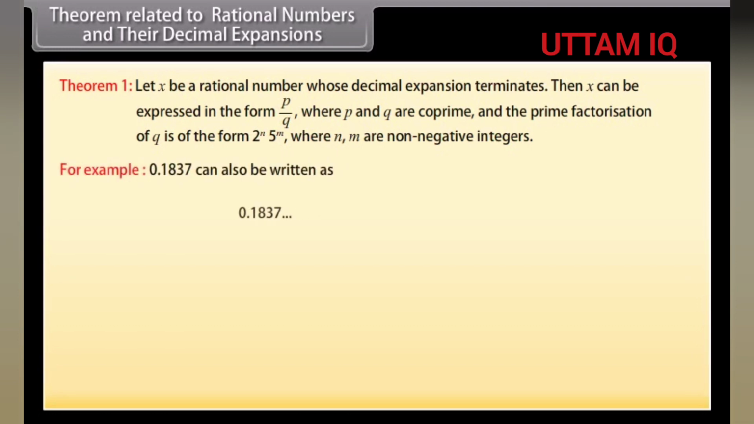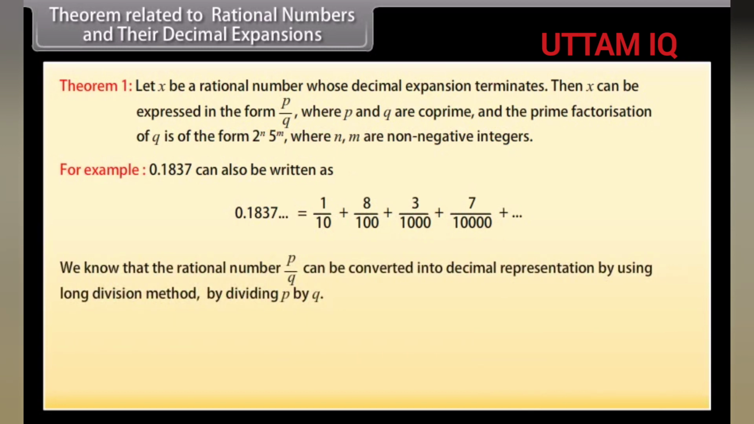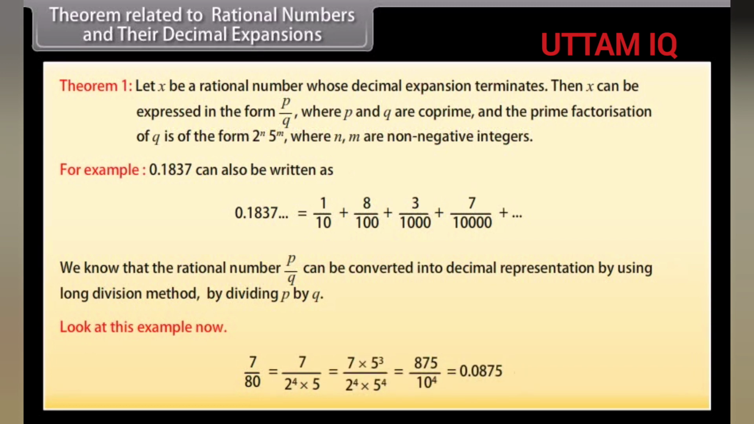0.1837 can also be written as... We know that the rational number p upon q can be converted into decimal representation by using the long division method, by dividing p by q. Look at this example now.